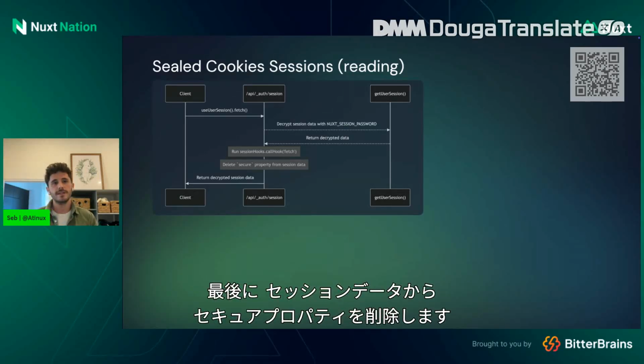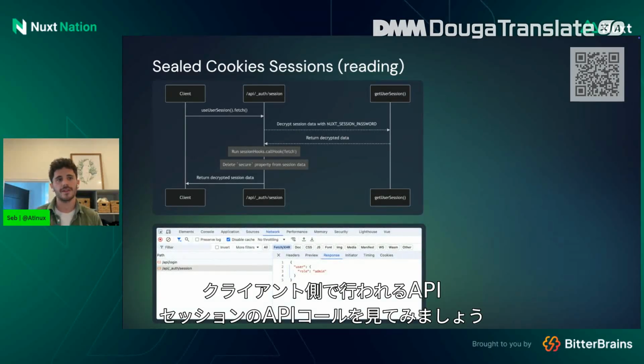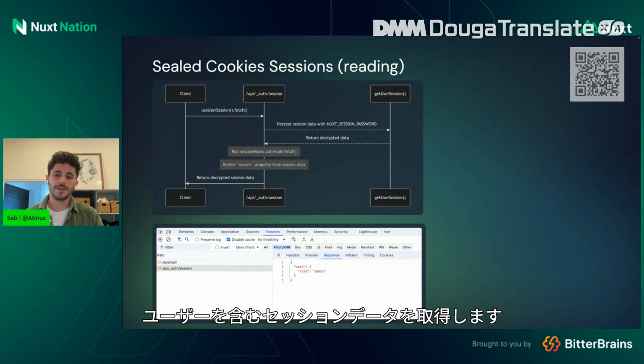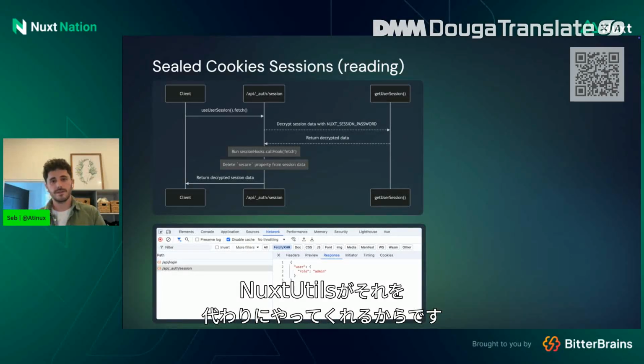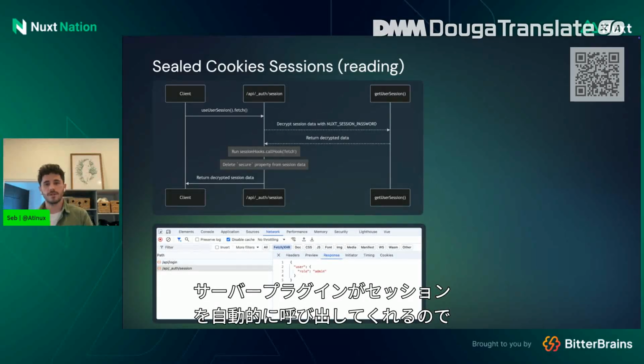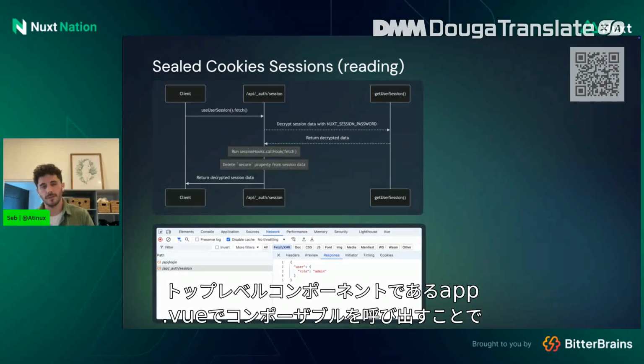And lastly, we delete the secure property from the session data, so only public data is sent back to the front end. If we take a look here at the /api/_auth/session API call done on the client side, we get our session data with the user inside it. You don't need to call useUserSession.fetch at the beginning, as Nuxt Auth Utils does it for you. We have a server plugin that will call the session for you, so you have access to the authenticated user directly by calling the composable at the top level component, which is app.vue.